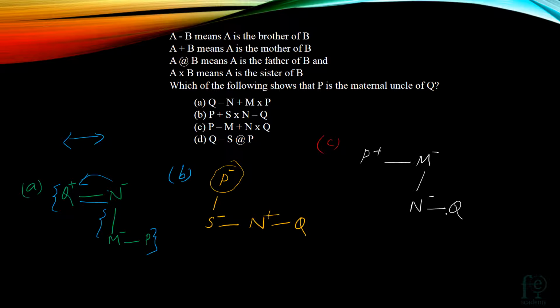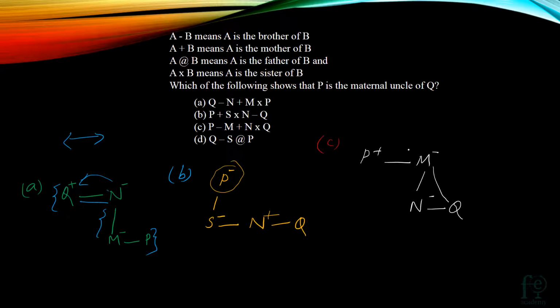Okay, here let's see. N is the sister of Q and N's mother is M. So M will be the mother of Q also. Okay, so this relation will be standing true here also. M is the mother of N. Since N is the sister of Q, M will be the mother of Q also.